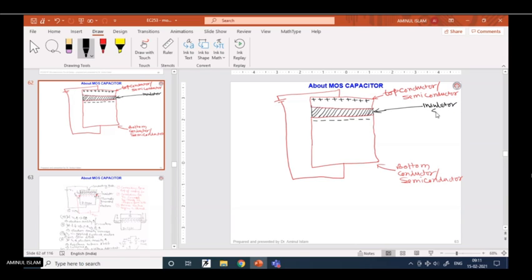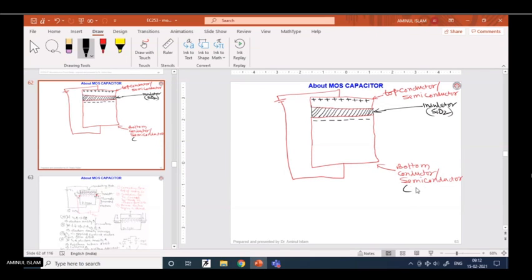This insulator may be silicon dioxide in a specific case or any other insulator. Mica in your case of capacitor. So we are trying to say it is a silicon dioxide, one kind of insulator. Top material may be conductor or semiconducting material like polysilicon. At the bottom may be conductor or semiconducting material like doped silicon, p-type doped silicon.